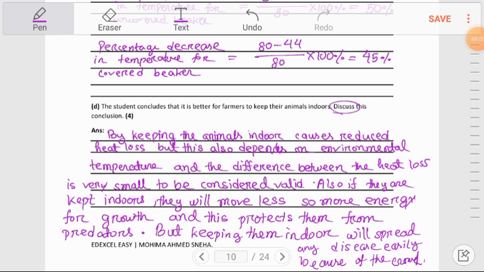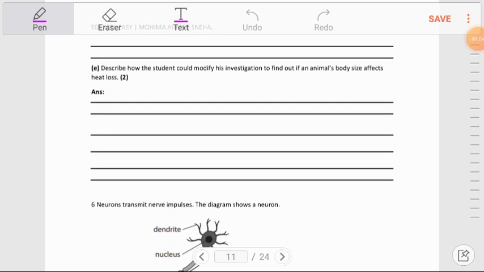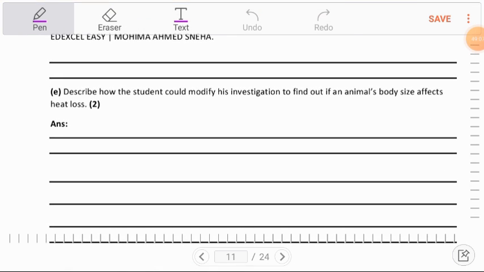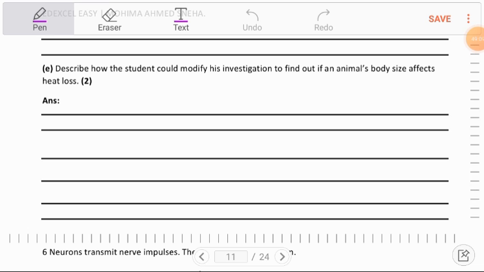I'm moving to question number 5E. It says, describe how the student could modify this investigation to find out if an animal's body size affects heat loss. Obviously, body size would affect heat loss, because body size means surface area, and if there is more surface area, more heat loss. If there is less surface area, less heat loss.